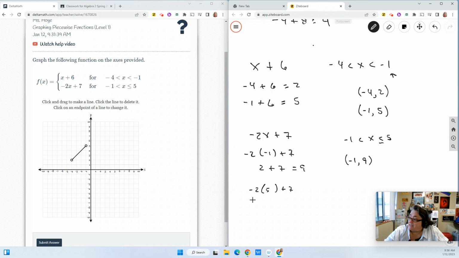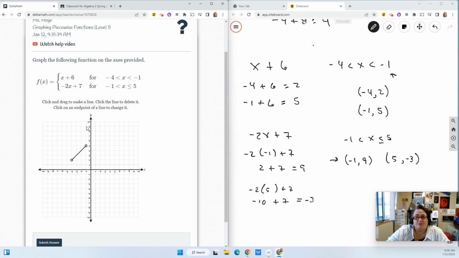So I plug in the 5 and I get negative 10 plus 7, right? And I wind up with negative 3. So when I plugged in 5 for x, which I got from here, I got a negative 3 out. So I'm going to use these 2 points right here that I just got from plugging it in to graph the next line. So I'm going from negative 1, 9, which is up here. Can you guys see my cursor when I do it? Is it visible on your screen?